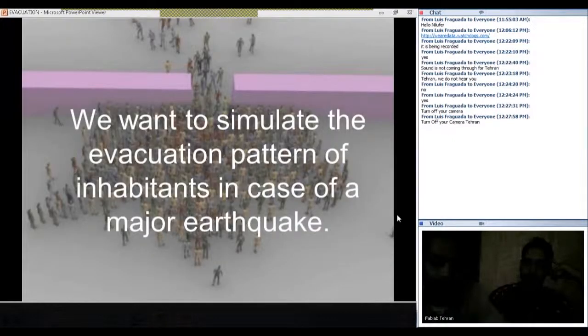So we want to simulate a pattern of the movement of people and their vehicles in the streets, transportation nodes, and the squares of Tehran when a major 7 or 8 Richter scale earthquake strikes.